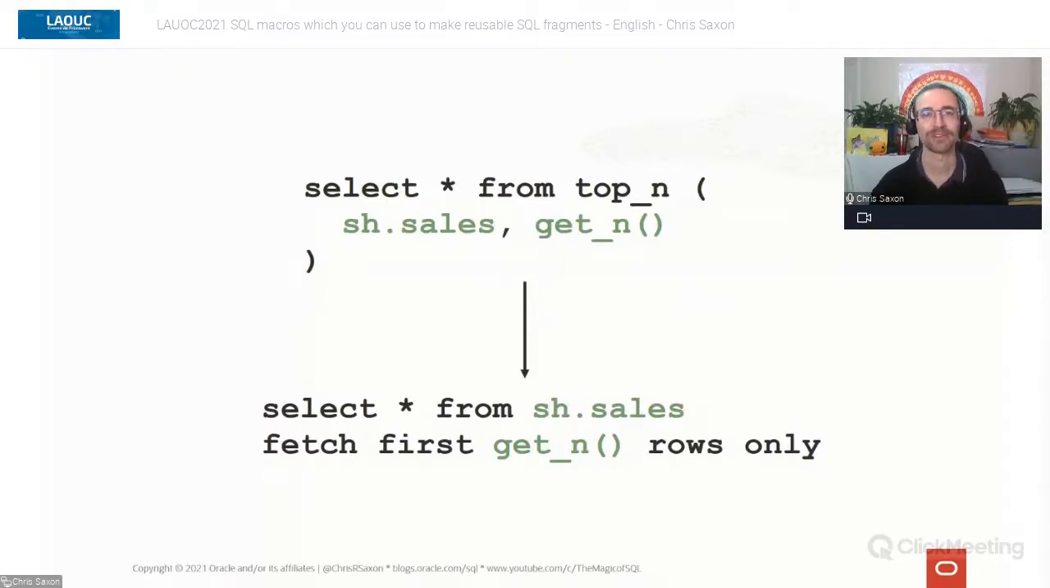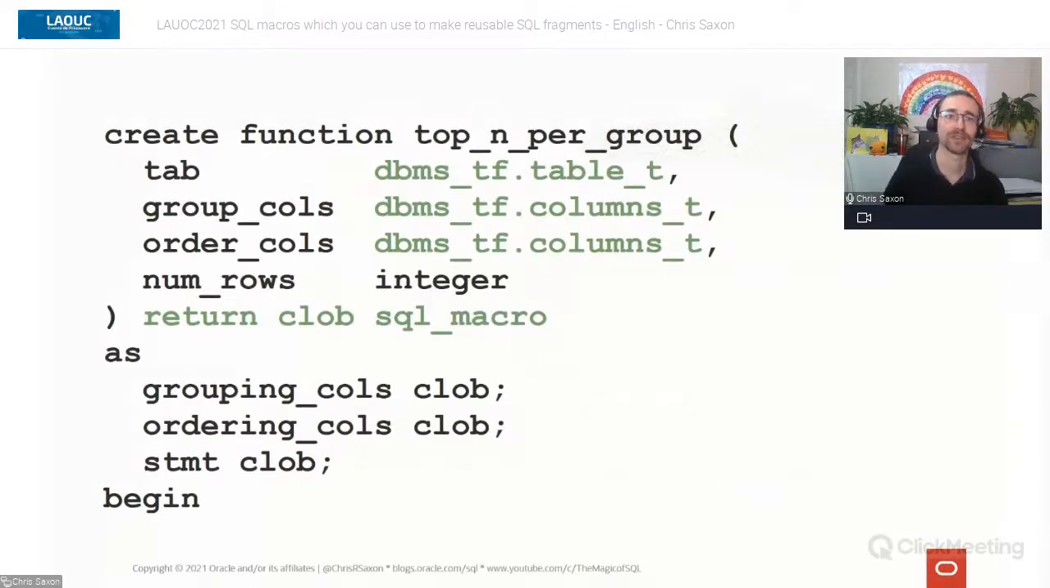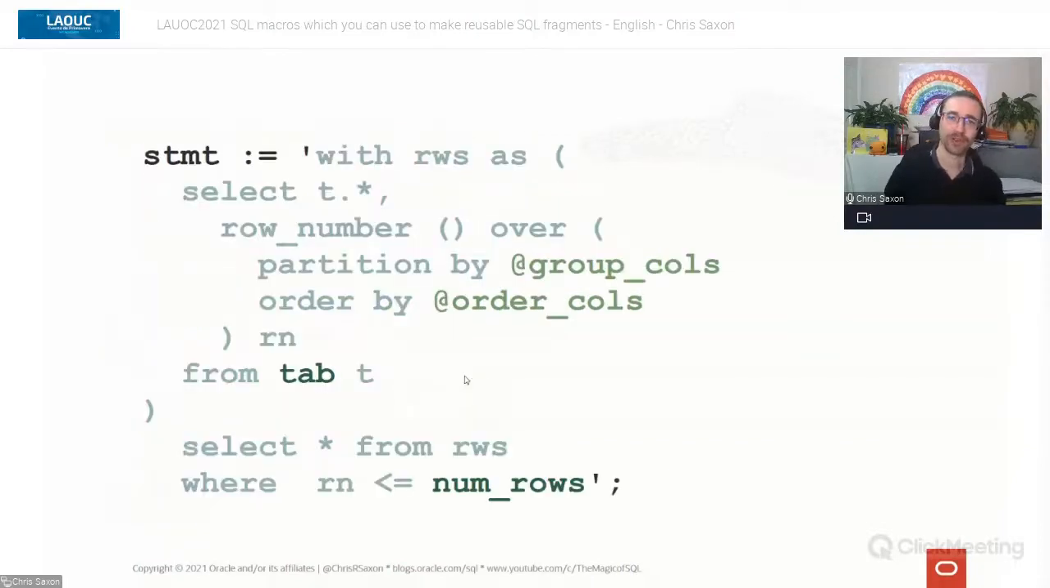Let's build a macro to do that top n per group function, you know, the first three employees per department, that kind of thing. So we'll create our function with top n per group, and we pass in the table, the grouping, ordering columns, and how many rows we want, and we're going to return a SQL macro. Now I've got my template statement, which looks a lot like the SQL statement we had earlier on. I've got a row number, and we're filtering in the outer query. So we've got our table and a number of rows, and you'll notice that I've qualified the grouping columns.